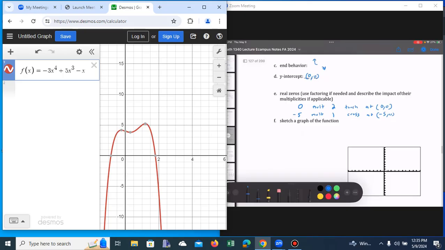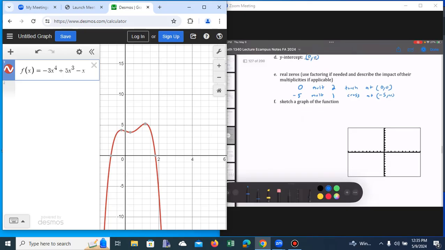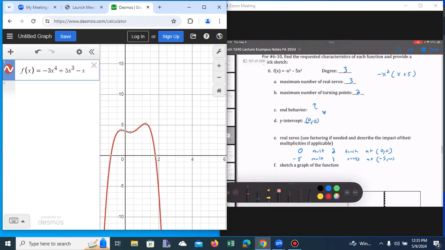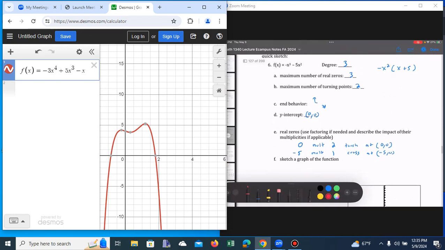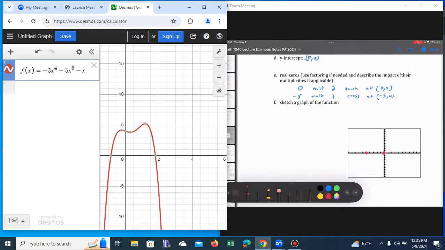Okay. And so we can take this and do a quick sketch, and then we're going to compare what it looks like. We're going to kind of get an idea of what we know. So 0, 0 is the x-intercept. Negative 5, 0 is the x-intercept. Y-intercept is also 0, 0. And end behavior is it's going to be downwards. We're going to go down this way. Then you go down this way. And it's going to cross at negative 5 and just touch at 0.